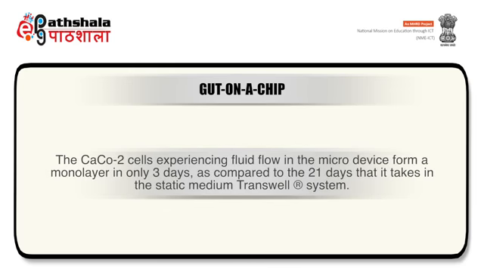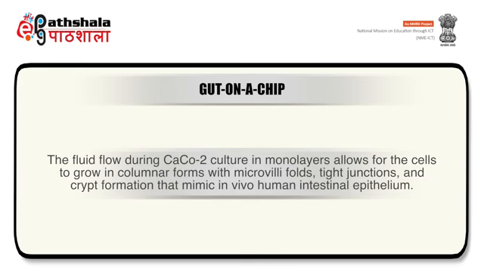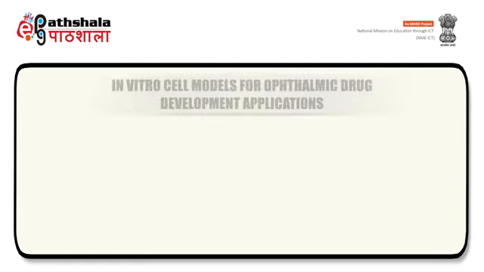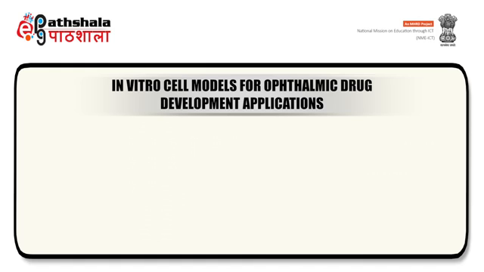The Caco-2 cells experiencing fluid flow in the microdevice form a monolayer in only 3 days as compared to the 21 days that is taken in the static medium transwell system. The fluid flow during Caco-2 culture allows the cells to grow in columnar form with microvilli, tight junctions and crypt formation that mimic the in vivo human intestinal epithelium. Now, we are talking about in vitro cell models for ophthalmic drug development application.